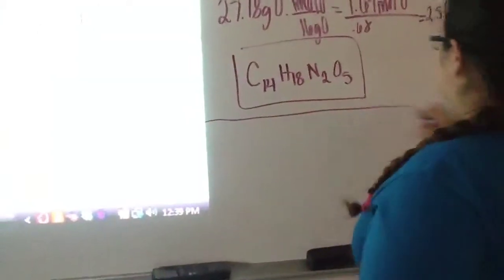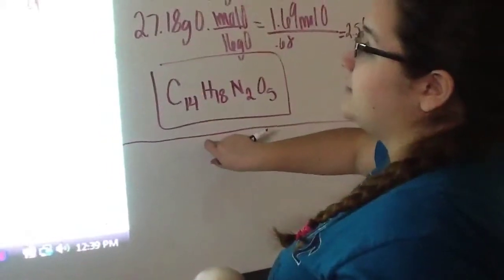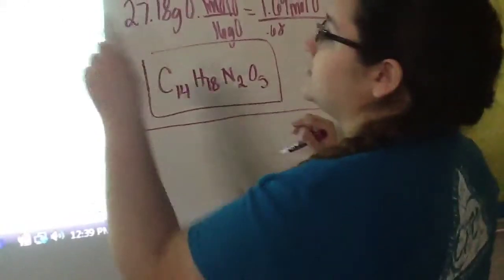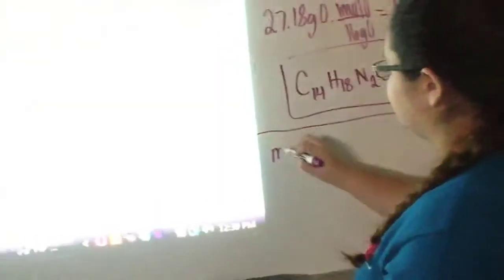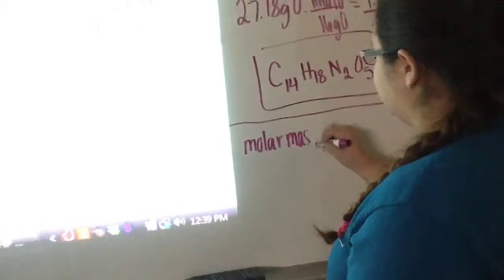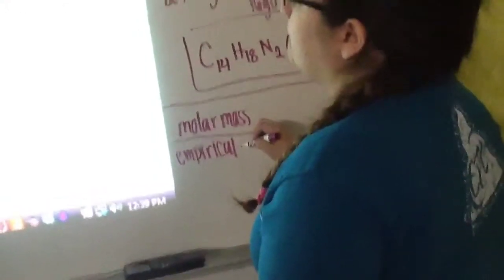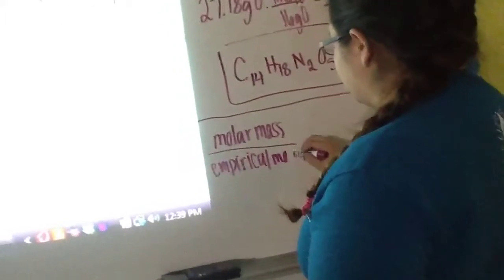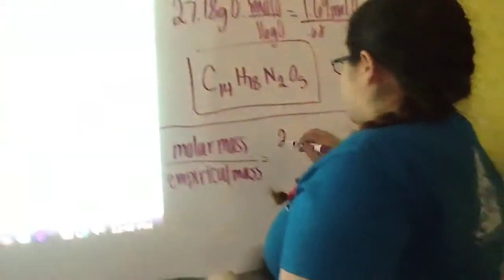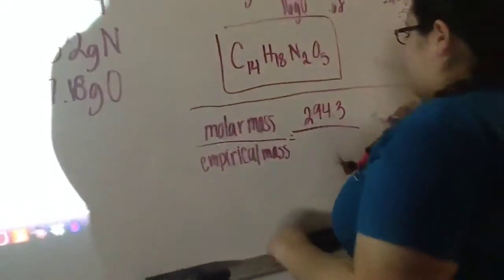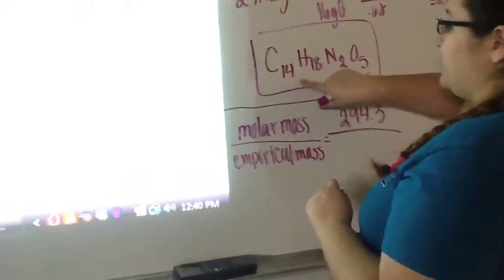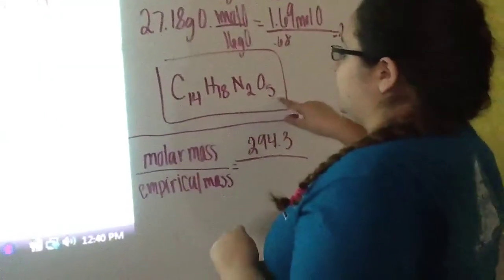Okay, so now let's find the molecular formula. So the molecular formula is basically the molecular mass and the empirical mass. So they give you the molar mass, which is 294.3. Alright, so it's molar mass over empirical mass. For the empirical mass, basically just go through and find how much this weighs.